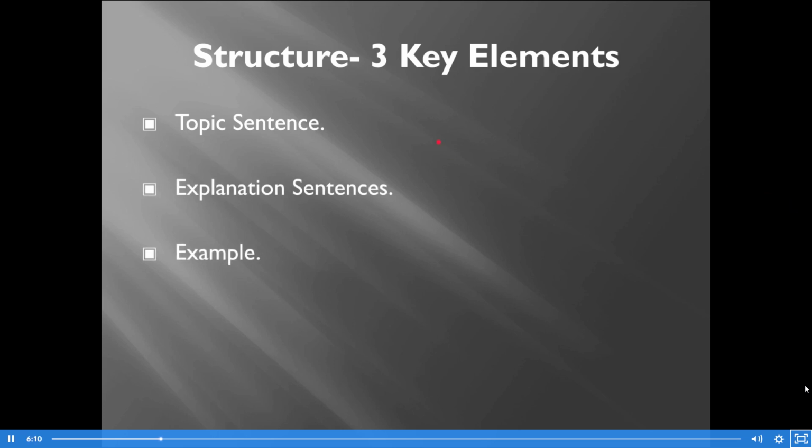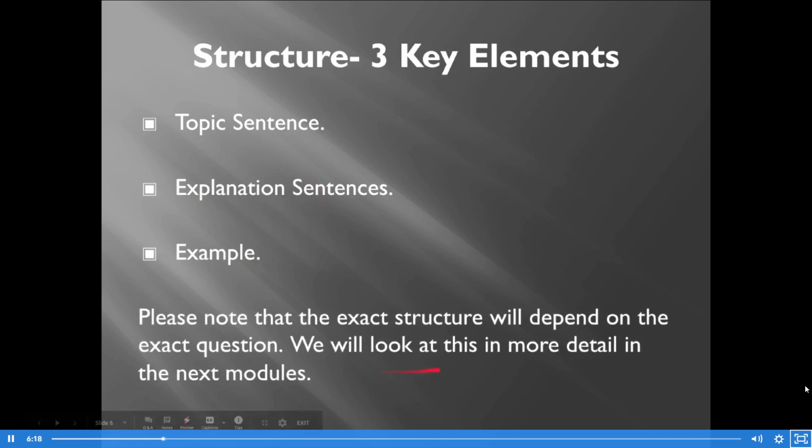Every main body paragraph should have at least 1 topic sentence, at least 1 explanation sentence, and at least 1 example. But please note that the exact structure will depend on the exact question, so it will depend on the question type. In this module, we're going to look at the elements, and we're going to show you how to write these elements, and then in the subsequent modules we're going to look at this in more detail.